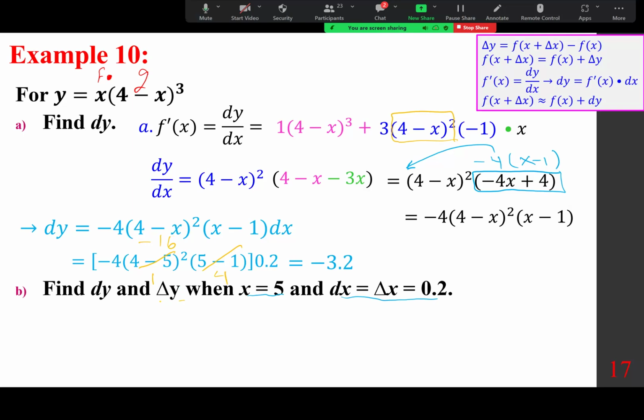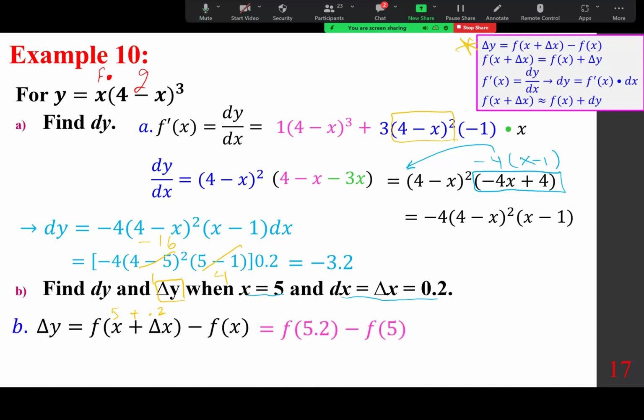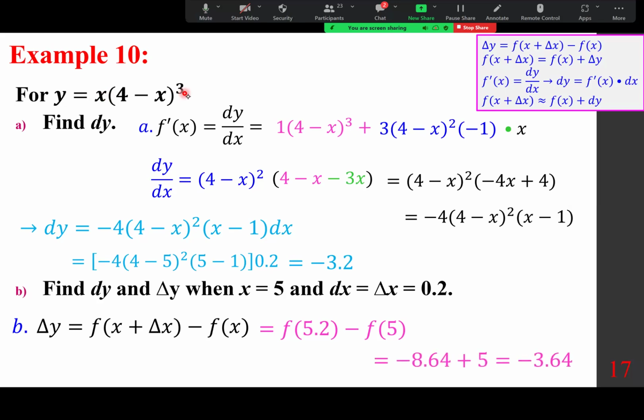And now we want to find delta y. And delta y is precisely f of x plus delta x minus f of x. And that means f of 5.2 minus f of 5. So plug in 5.2 here, plugging 5 here, you have to go back to the original one and evaluate it. And it gives you negative 8.64 plus 5, which is negative 3.64. So it's pretty straightforward, class.